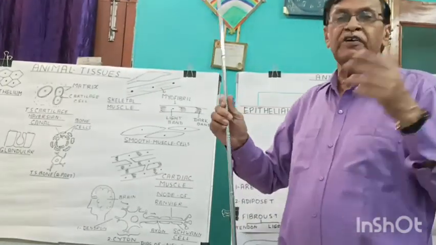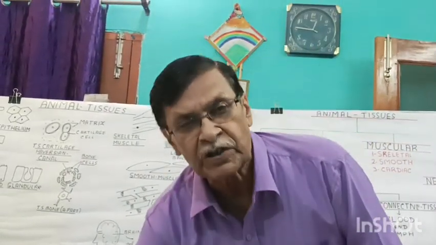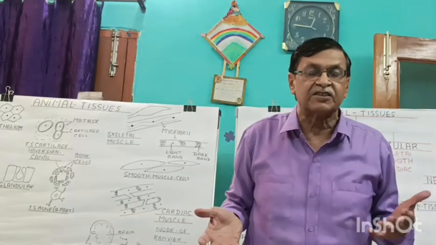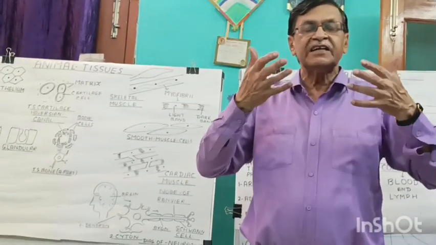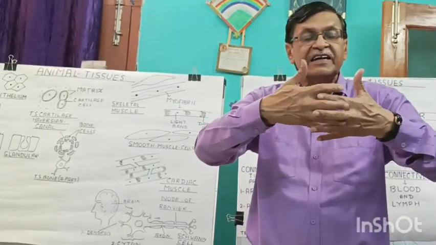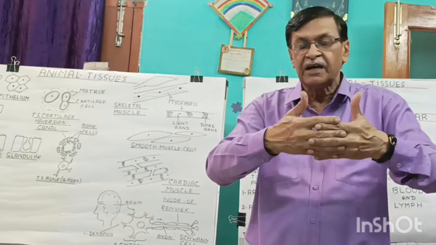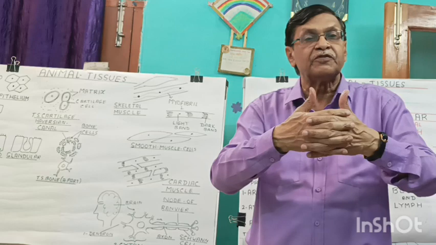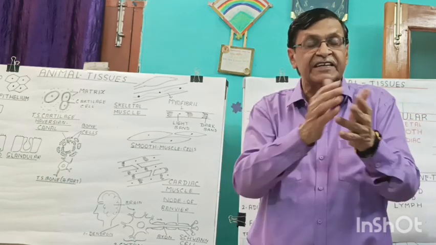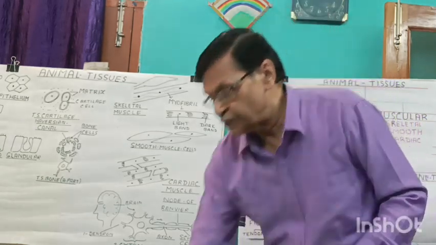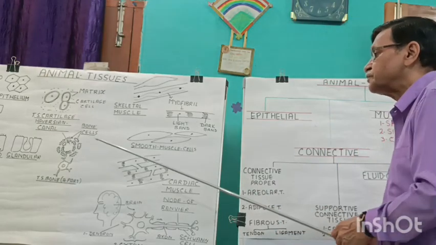Some years ago, we were not aware of the nature of this intercalated disc. But now we know that these intercalated discs are certain interdigitations of the cell membrane. So they separate the cells and allow the transfer of certain ions through them. So they are cardiac muscles.